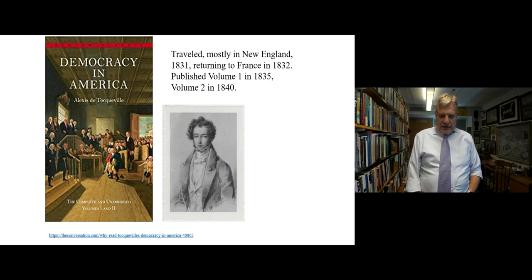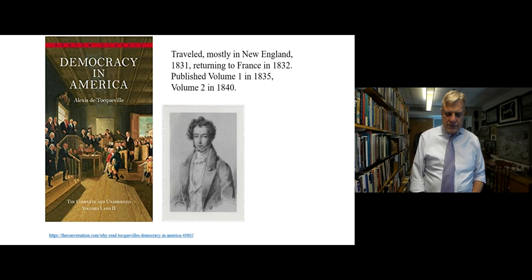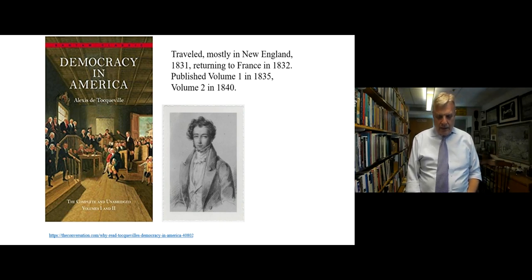Tocqueville toured the United States. He was a child of the French aristocracy, and at the time that he toured the United States, the French Revolution, of course, had failed rather dramatically. They installed a Republican form temporarily, and ultimately they were taken over by Napoleon Bonaparte and went through several systems of government. And Tocqueville was a later born child of this relatively aristocratic family.